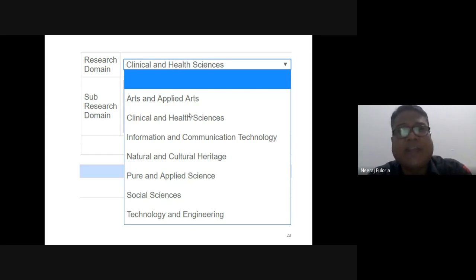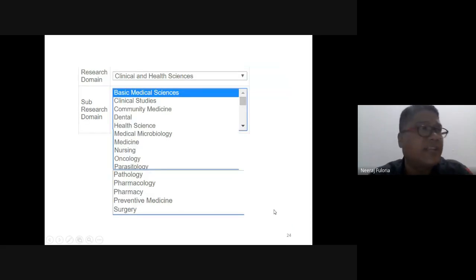So we have different domains usually whenever we go, for example, arts and applied arts, clinical health science, information technology, natural cultural heritage, pure and applied science, social science, technology, engineering. This is just like how we write some research papers, although we worked in chemistry, but we publish in physics, the Journal of Elsewhere. We publish in that and they accept. Likewise, we have clinical and health science, under the health ministry we are going, there can be different fields: clinical, community medicine, dental, health science, medical microbiology, medicine.